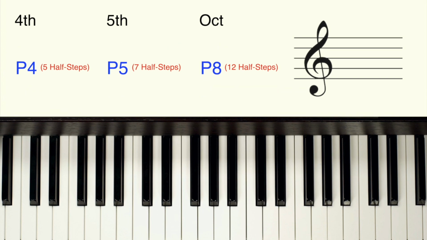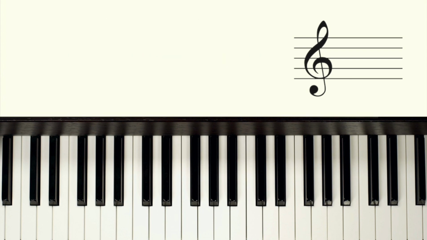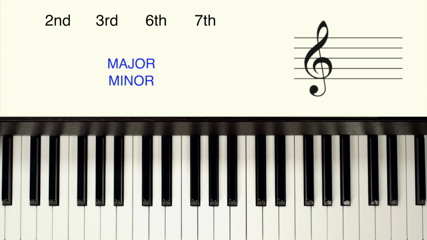Here's some help. 3 numbers you want to remember, 5, 7, and 12. Perfect fourths are 5 half steps, perfect fifths are 7, and perfect octaves are 12. If you can keep that straight, you'll be in good shape. These intervals will help guide you to all the other intervals later on. Okay, we have 4 more types of intervals to look at: the second, third, sixth, and seventh. Remember, these ones can be major, minor, augmented, or diminished, but not perfect.